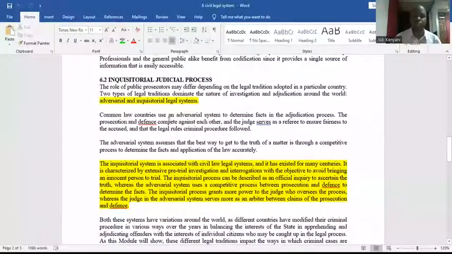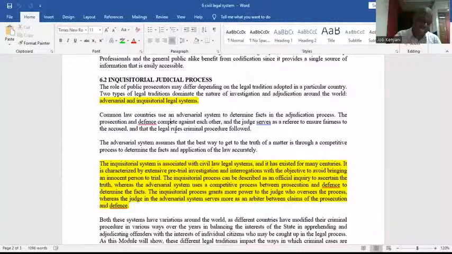inquisitional, whereby they do inquiries or investigations. So the judges themselves do what we call inquiries and investigations. So they investigate the matter, they carry out investigations before they can give out the verdict.